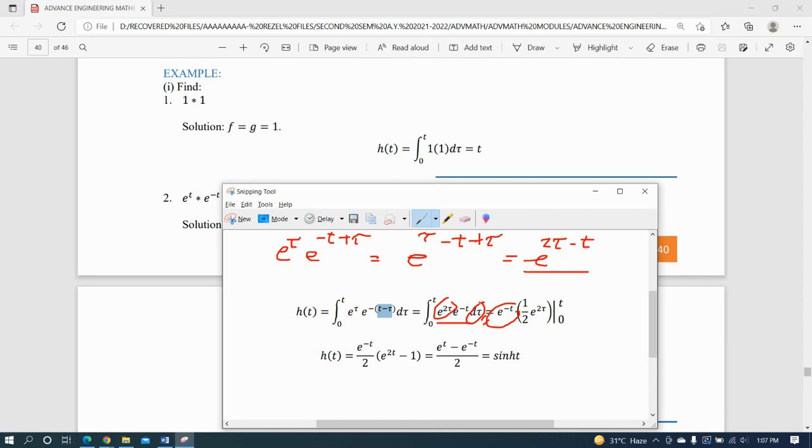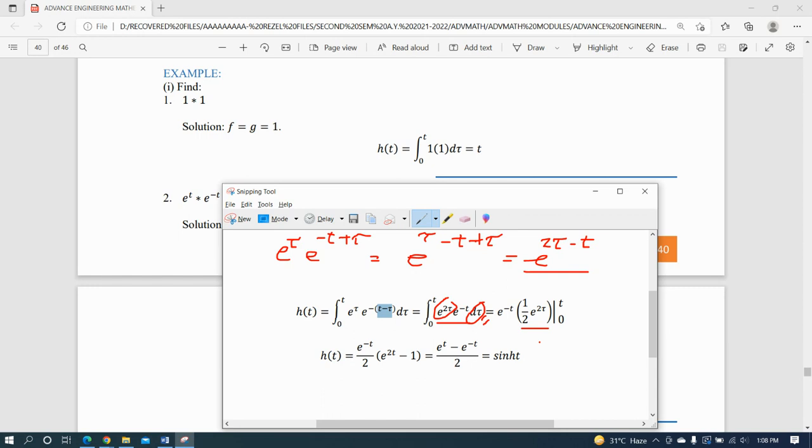We factor out e raised to negative t and we get the integral of e raised to 2 tau d tau. And the integral of e raised to 2 tau d tau is equal to 1/2 times e raised to 2 tau. Parang e raised to u du, and then you have the neutralizing factor which is 1/2. So ngayon, we now substitute the value of tau.